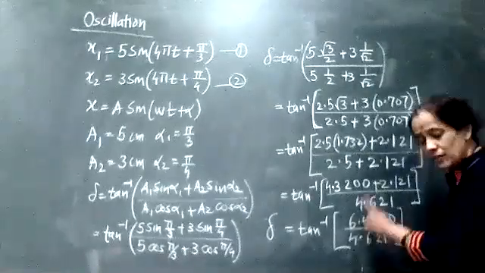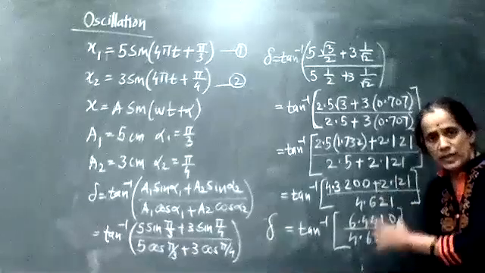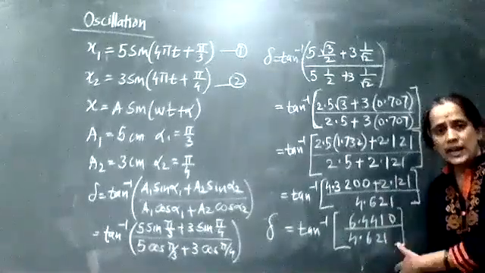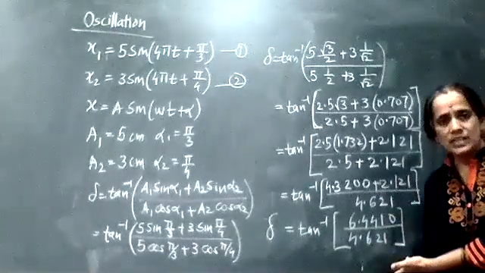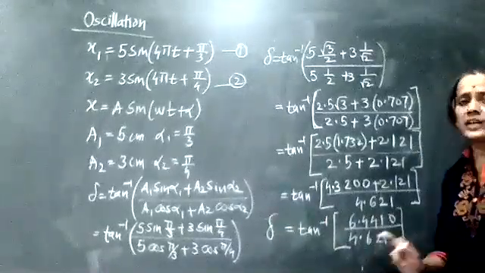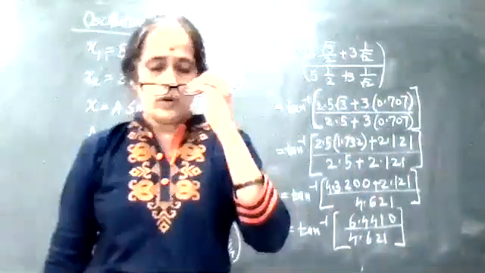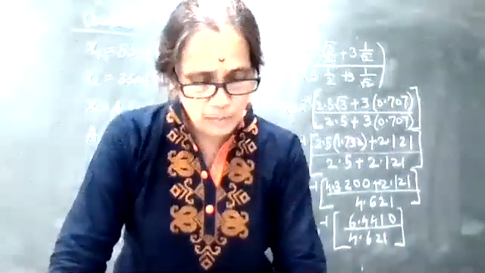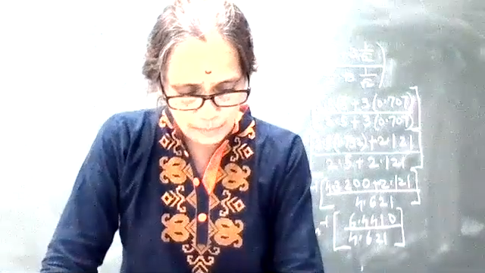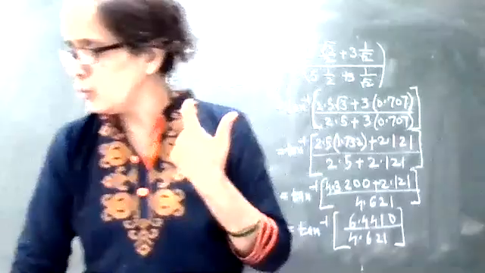So do this division. After this division, you will get some value 1 point something. Of that, you have to find out the tan inverse angle, and that is nothing but your delta. But that value is definitely greater than 45. Clear? So in that manner, you can solve the sum of this composition of SHM. Okay, fine.